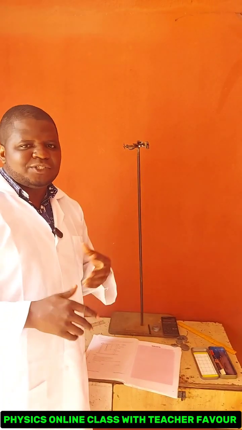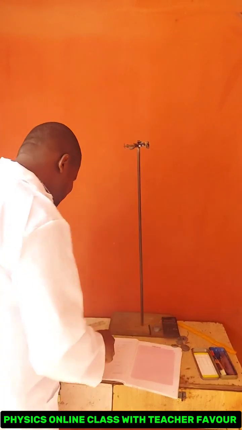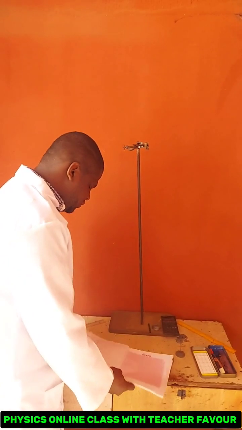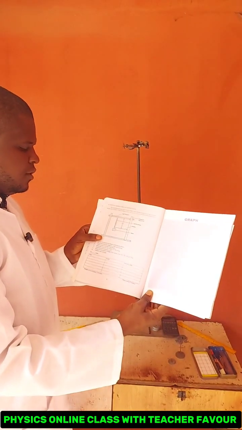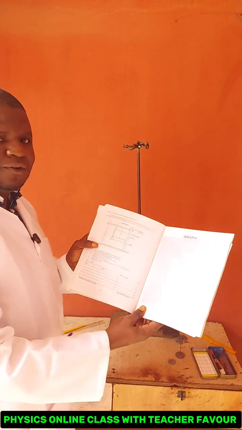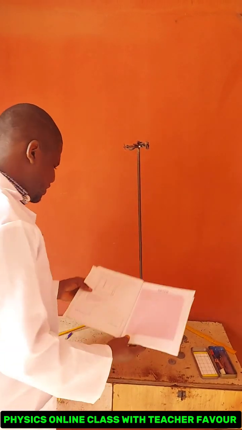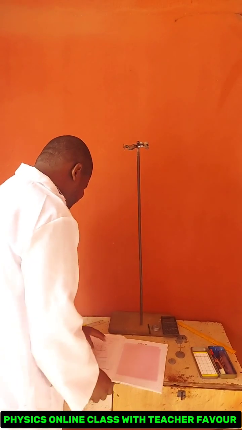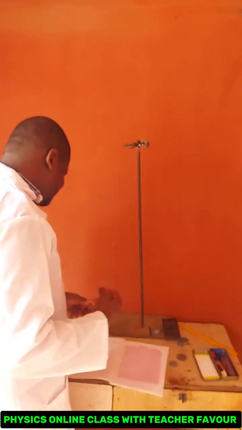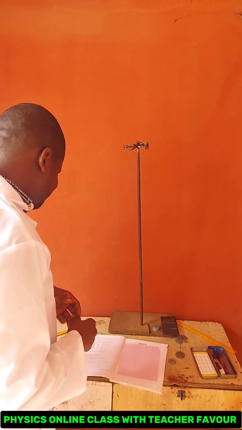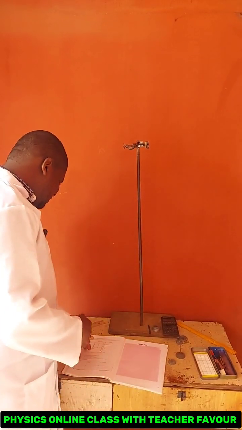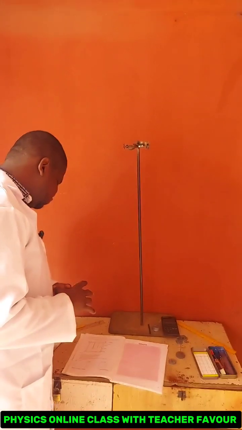In today's class, I'll be taking you on a practical on the topic verification of Hooke's law. So we'll read the instruction and follow it as a guide. It says, you're provided with a retort stand, clamp, boss, meter rule, set of slotted weights, and a pointer. Using the diagram as a guide, carry out the instruction.